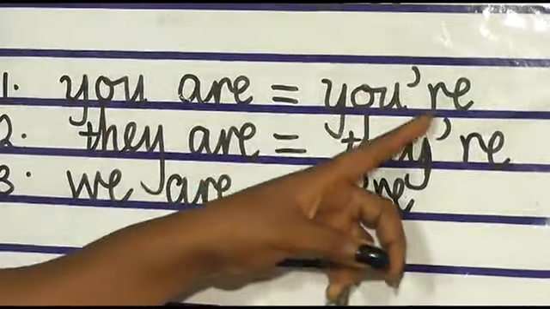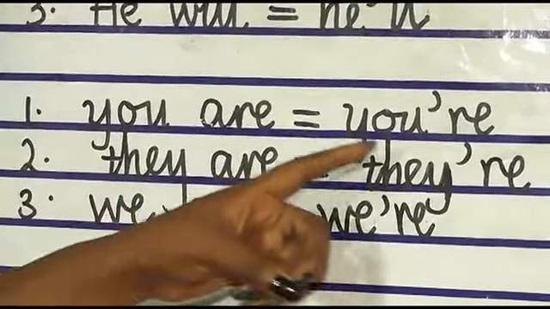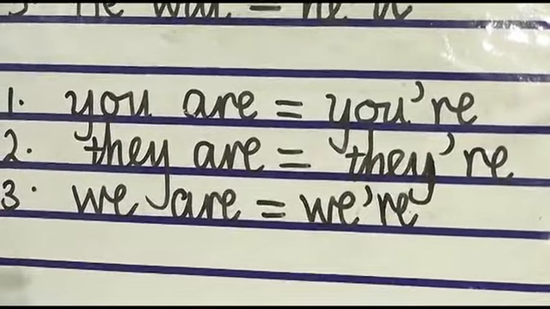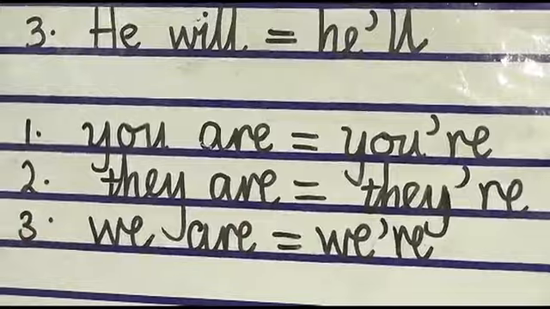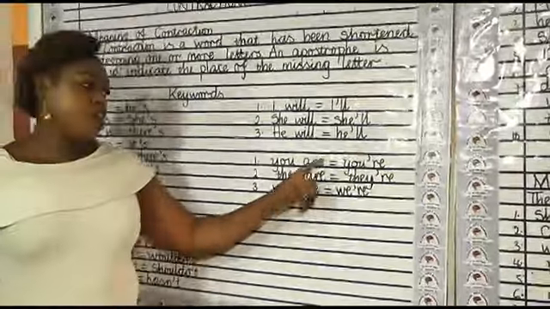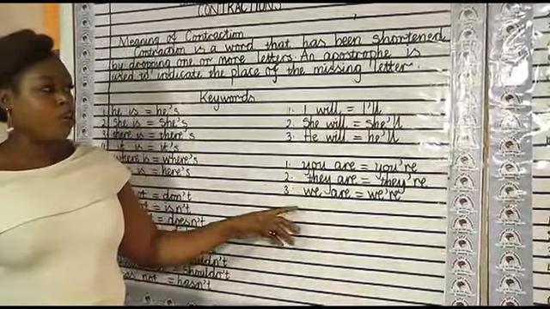Then you have you're. Number two, you have the words they are, and you have they're. Number three, you have the words we are, and you have we're. Don't forget the A was dropped, and then you have your apostrophe used to replace the A.